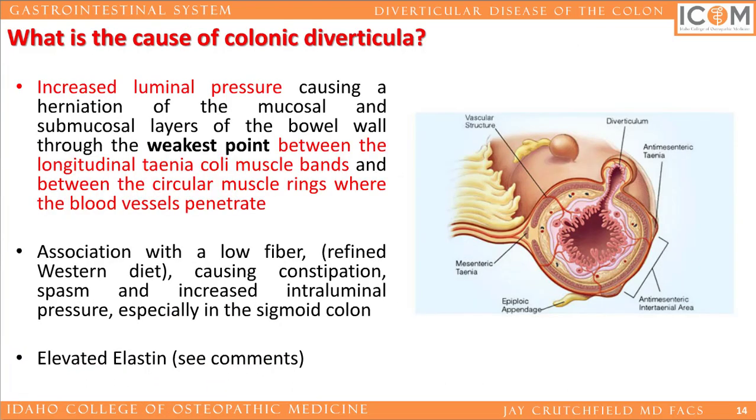We believe the cause of colonic diverticuli is a result of increased pressure within the lumen of the colon, which, in turn, causes a herniation of the mucosa and submucosal layers of the bowel wall through the weakest points, between the longitudinal tinea coli muscle bands and between the circular muscle rings where the blood vessels penetrate the colon wall. If you look at the image here, you can see the diverticuli usually occur between the tinea where the blood vessel penetrates the mucosa and submucosa and leaves a weak spot, at least in theory.